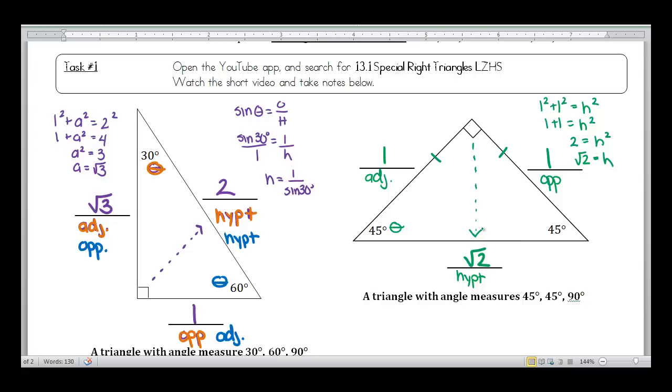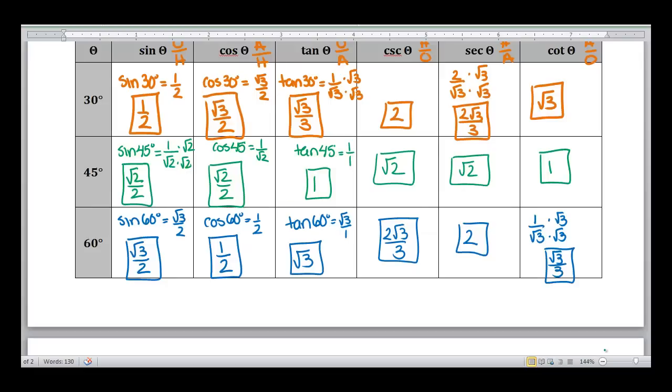Now, please pause the video and fill in the chart for 45 degrees for each of the 6 trig functions. Please now check your answers for the 45-degree triangle.